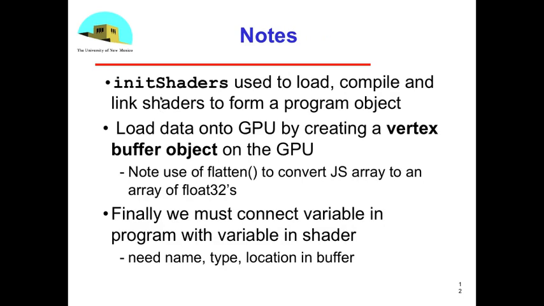So we use init shaders. We form what's called a vertex buffer object on the GPU. We need to use that flatten function, and we need to do this connection mechanism that we had in those last couple of lines of code.